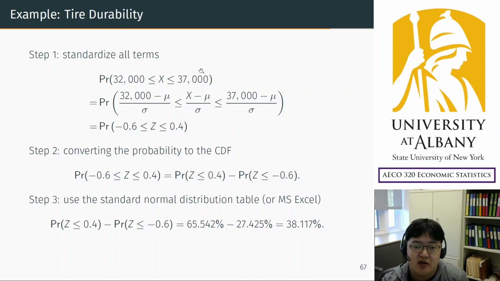First, write down that probability, right? And as I said, we are going to standardize x. But there are two inequalities around it. So we have to standardize all the numbers related to these inequalities to keep the inequality unchanged, right? So we have z in the middle, and 32,000 becomes minus 0.6 when you subtract 35,000 and divide by 5,000. On the other hand, 37,000 minus 35,000 divided by 5,000 becomes 0.4.